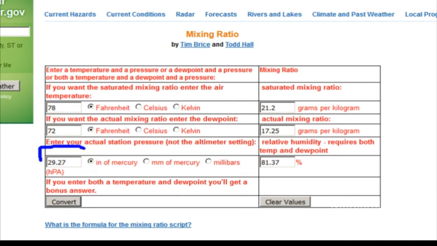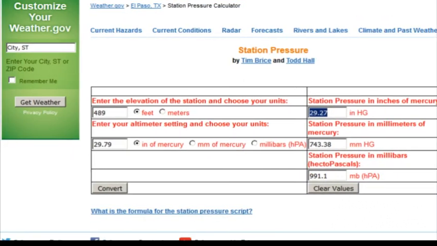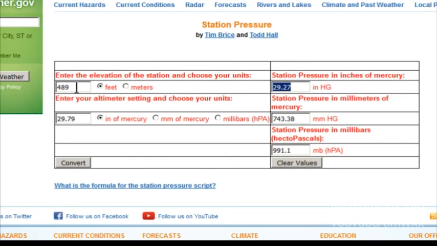This is station pressure. Now, when we get atmospheric pressure, usually we get this value here, 29.79. That's the pressure calculated at sea level. Like if you drop the barometer down to sea level at Austin, down like some manhole that's 500 feet deep, that's what it would read, 29.79. So we use the station pressure calculator to change that, and here I've put in the values. Austin is 489 feet. I put in the altimeter setting, which is the National Weather Service reported pressure, and that gives us station pressure, which is about half an inch lower.